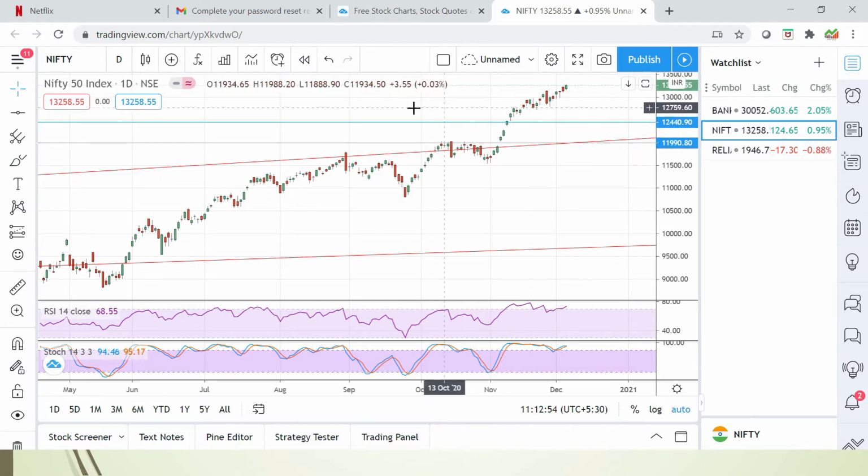Right now it is at 13,258. If it falls, it can fall to 12,440. If it falls further, either the trend line or this blue support line will be able to support it. So 12,400, 500, and then 12,000 itself, that's the level.